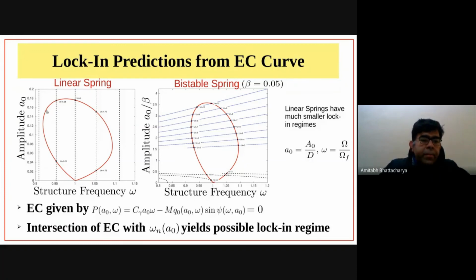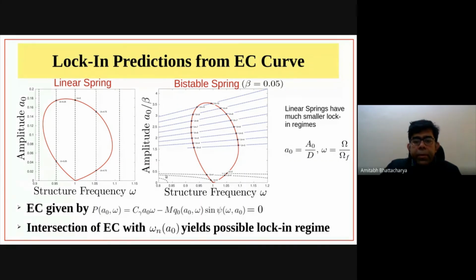So this is what your equilibrium constraint looks like, and really the punchline here is that when you have linear springs and you plot your natural frequency curves, they are basically these vertical curves on this plane. Your natural frequency doesn't depend on the amplitude. So the natural frequency versus amplitude curves for linear springs are these straight lines, and they vary with the reduced velocity like this, and they intersect this equilibrium constraint curve, this red curve, over a very narrow range in the frequency line, or equivalently over the reduced velocity.